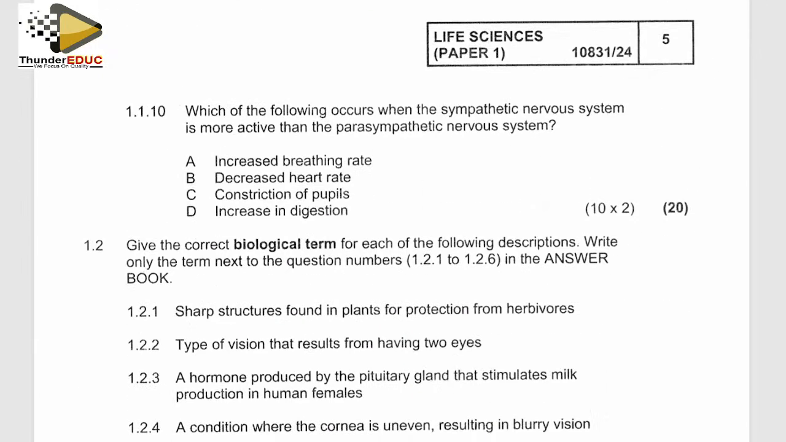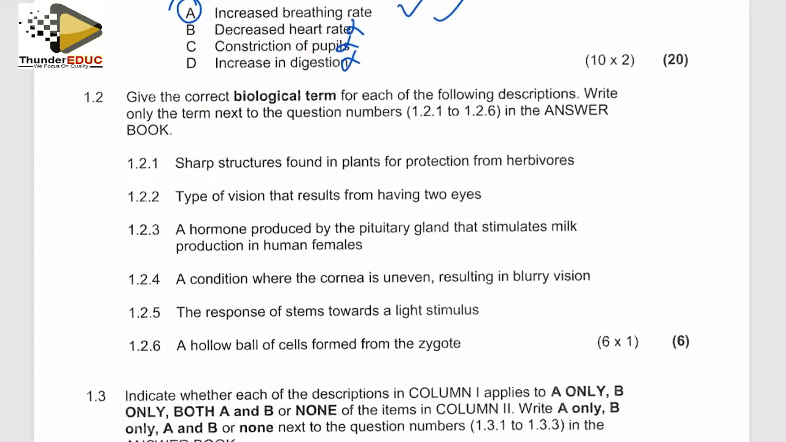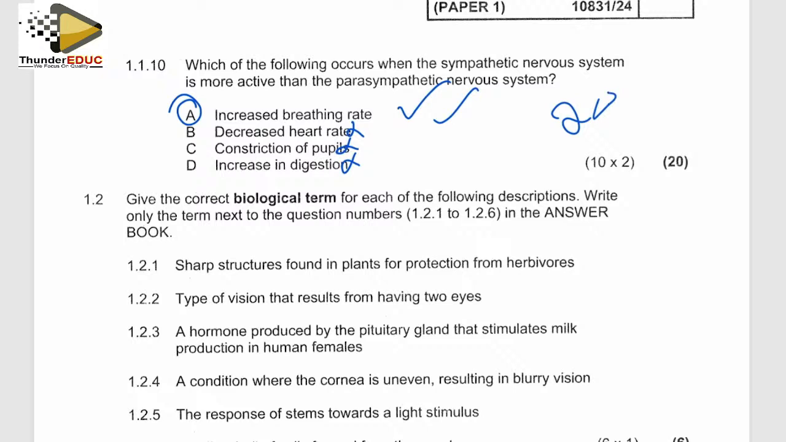So you get 2 marks there. Which one of the following occurs when the sympathetic nervous system is more active than the parasympathetic? Meaning that you are preparing for emergency. So increased digestion, no. Constriction, no. So A becomes the most correct answer, as increase in the breathing rate, so that you are able to prepare for emergency. So it means that you guys, you got 20 out of 20.